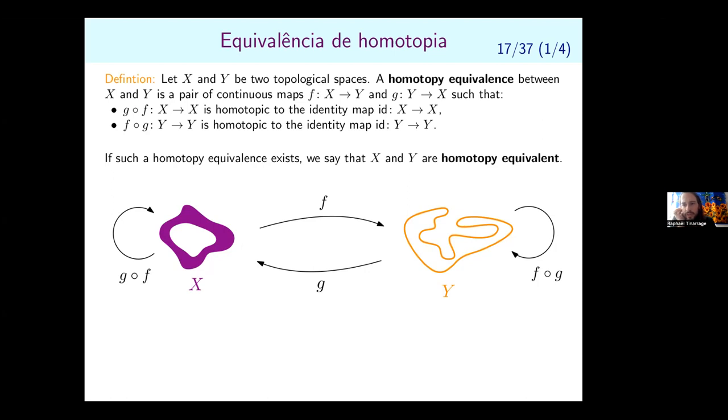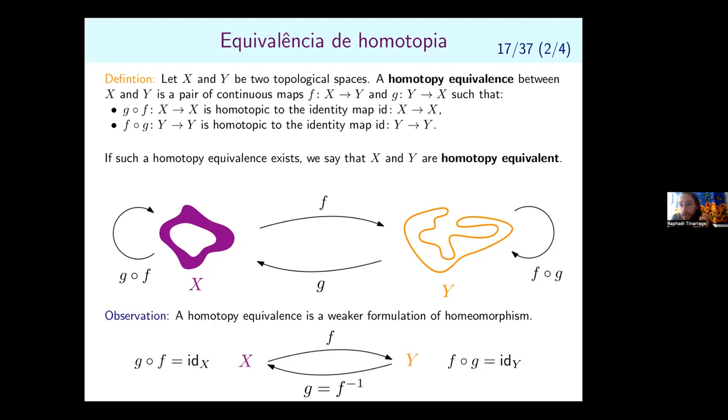This definition may look a bit mysterious at first, but it's not. It really is a weaker form of homeomorphism. Because if you think about being homotopic as being equal, as being the same, then you just ask for the first composition to be the identity and the second composition to be the identity. And this is exactly the definition of a homeomorphism, right? A homeomorphism is a map F that admits an inverse, right? And when you have an inverse, then the compositions are equal to the identity.